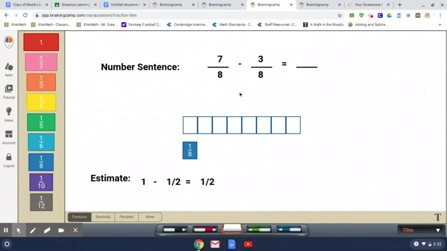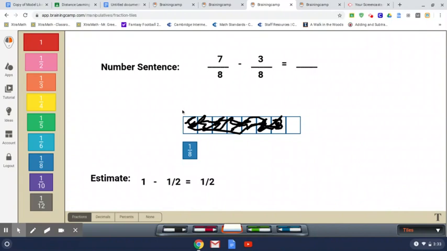So if I subtract these out, the first thing I want to do is I want to shade in 7/8 of these. As we know, Mr. Greenfield's not very good at shading in using his trackpad on his Chromebook here. So I'm going to shade over 7/8. So here is 7/8 of our, in this case, we said it was a pizza. So 7/8 of a pizza.